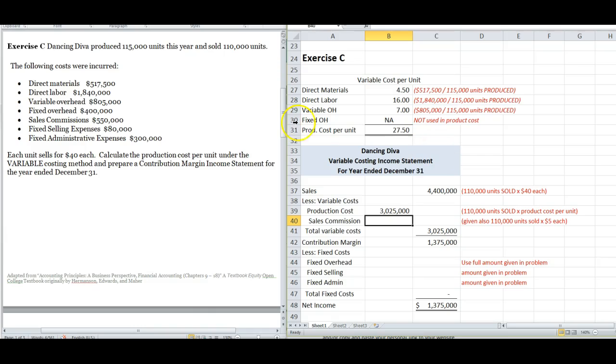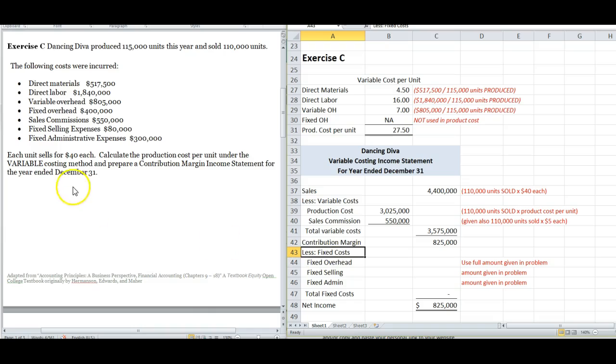We have sales commissions. Sales commissions, it said, was $550,000. We can use that $550,000, or we could have calculated a cost per unit at $5 each and take the units sold times that cost. Either way, we would get the same result. So then we're going to add these together to get our total variable costs. Under the contribution margin income statement, we take sales minus variable costs to get the contribution margin. This is the amount left over to cover our fixed expenses.